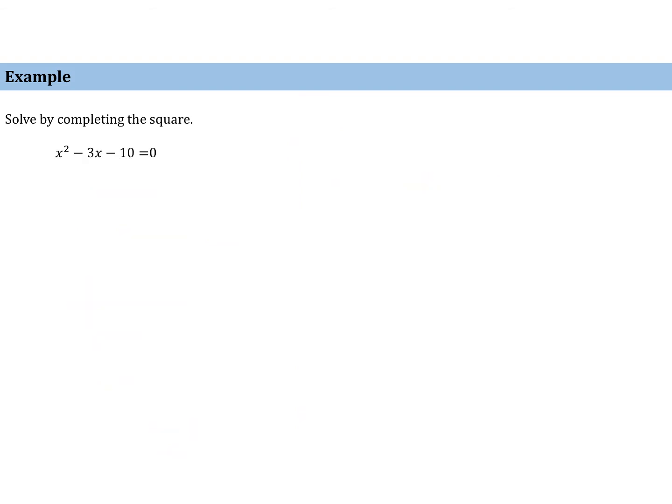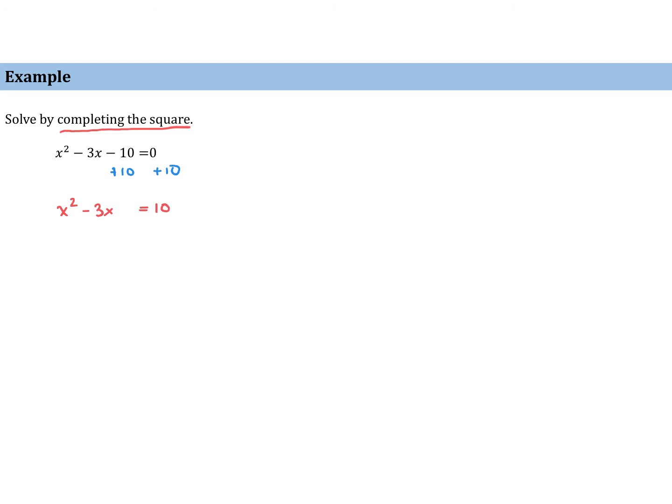So now, to look at this equation, we have x squared minus 3x minus 10. We're told specifically to solve this by completing the square. So we have x squared minus 3x minus 10 equals 0. This negative 10 does not complete the square, so we have to move it. So let's add 10 to both sides. And so we have x squared minus 3x, and that's equal to 10.